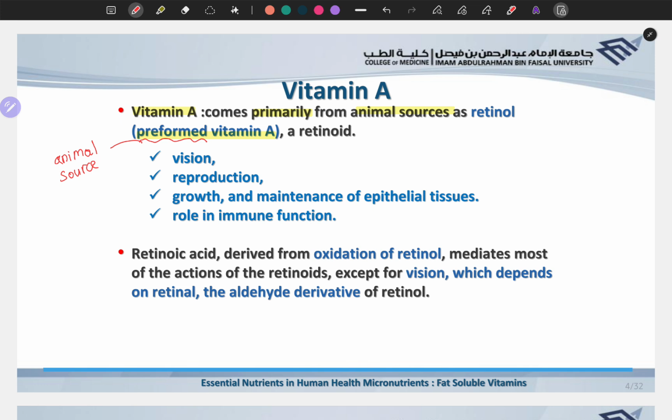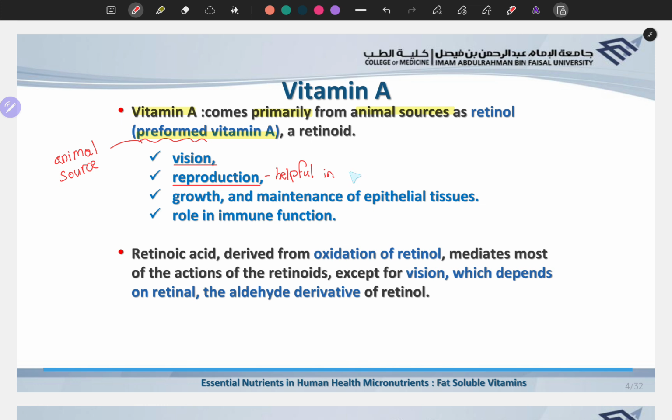They have a role in vision. The first one, they have a role in vision. Apart from this, they have a role in reproduction. They are helpful for spermatogenesis and the prevention of fetal resorption in females. They have a role in growth and maintenance of the epithelial tissues and immunological function as well, a role in immunity as well.